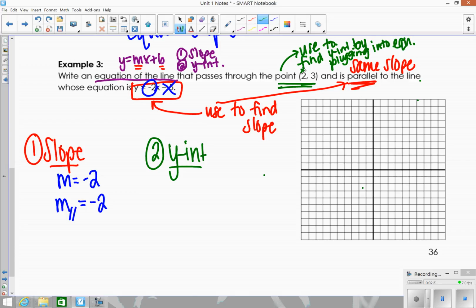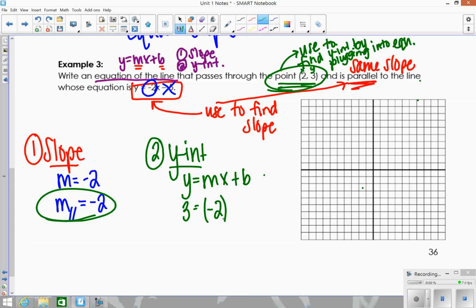So this is going to be your x, this is going to be your y. We know the slope of our equation, so we're going to plug in and solve for b. Because we have the equation y equals mx plus b. And you know three things. You know the slope that you want, and you know the x and y value that you want it to pass through. So plug in 3 for y, plug in negative 2 for the slope, plug in x, which is 2, and we keep b because that's what we're trying to find.